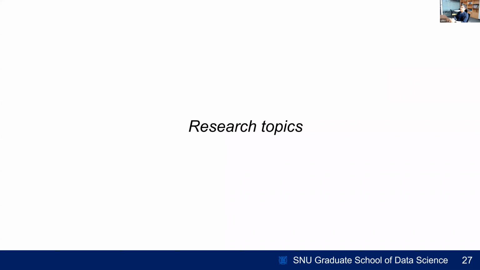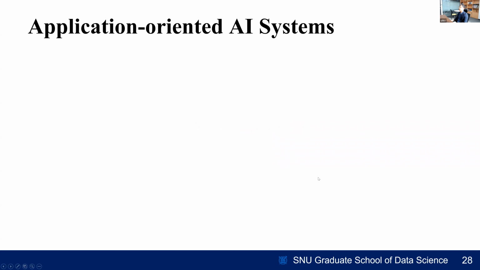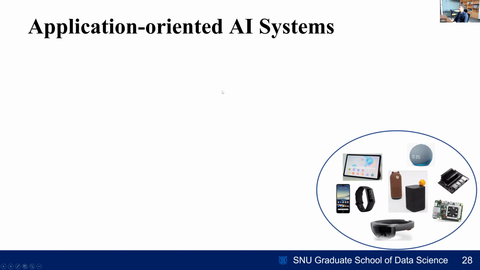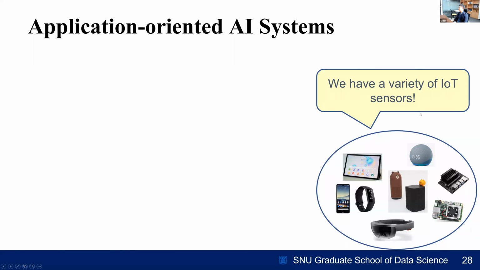With that, let's switch our gear to research topics about challenges and some solutions in the research field. The first one is application-oriented AI systems. An advantage of IoT devices is that they can generate various information using sensors. Some of them have speakers, some have microphones, some have wireless devices, some have cameras, various sensors.